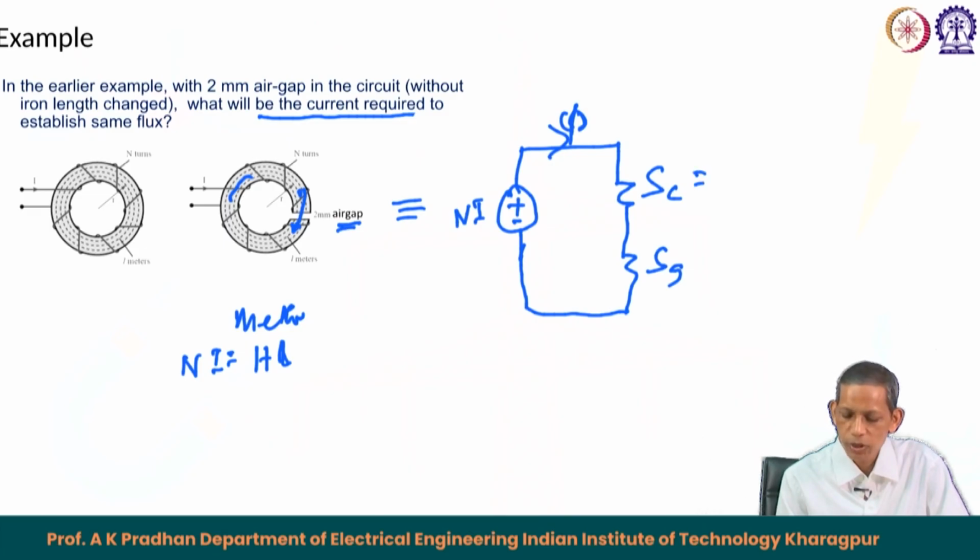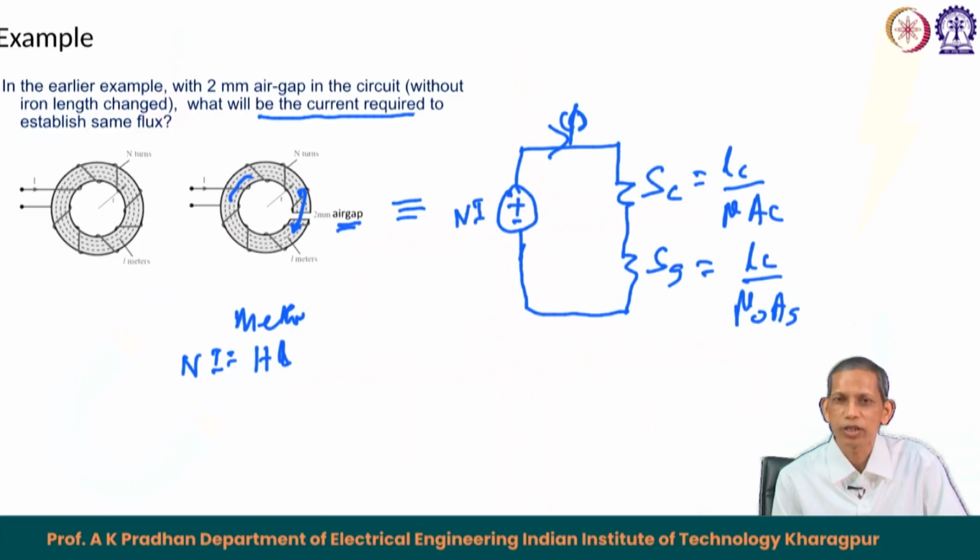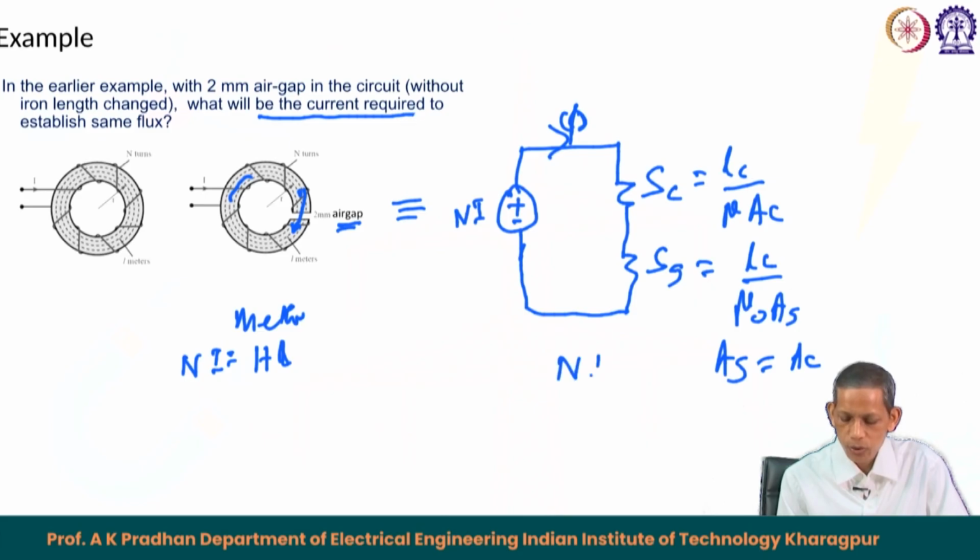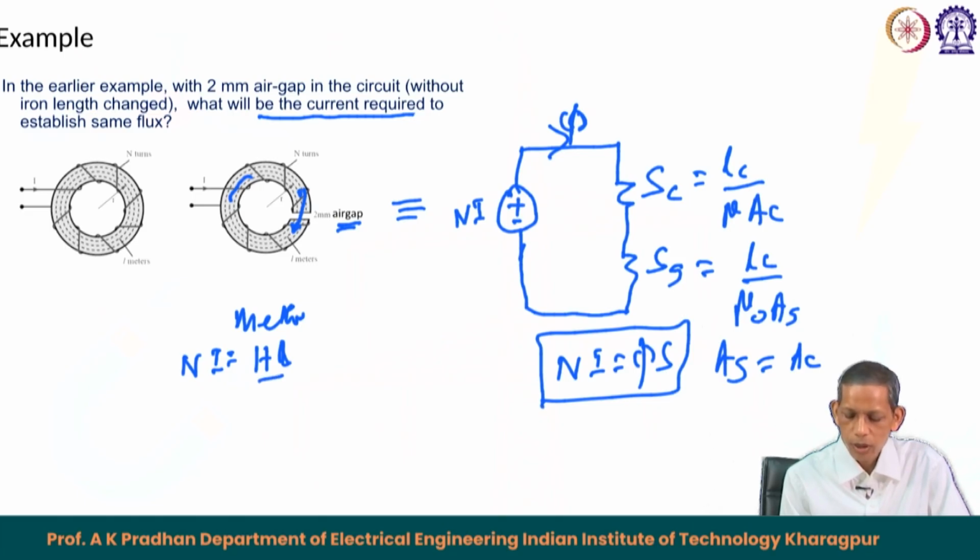For S c, this equals L c upon mu A c, and for S g, it is L g upon mu naught A g, where A g equals A c in this case. So, this is the corresponding path. One solution is Ni equals phi into S, where S equals S c plus S g. The other one is H into L, the corresponding drop here and drop here.